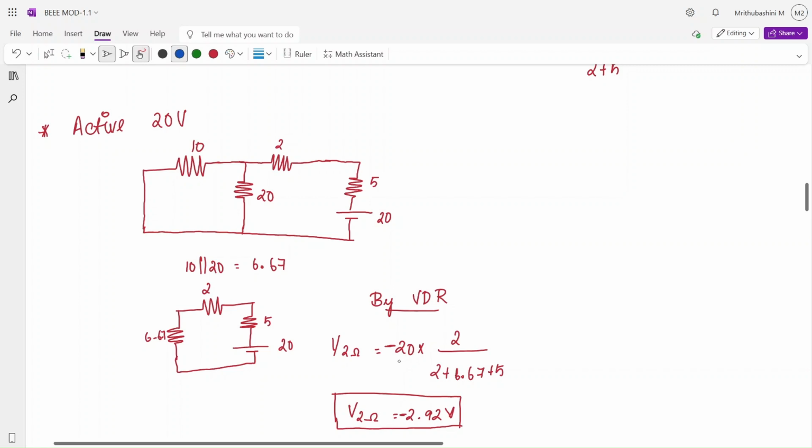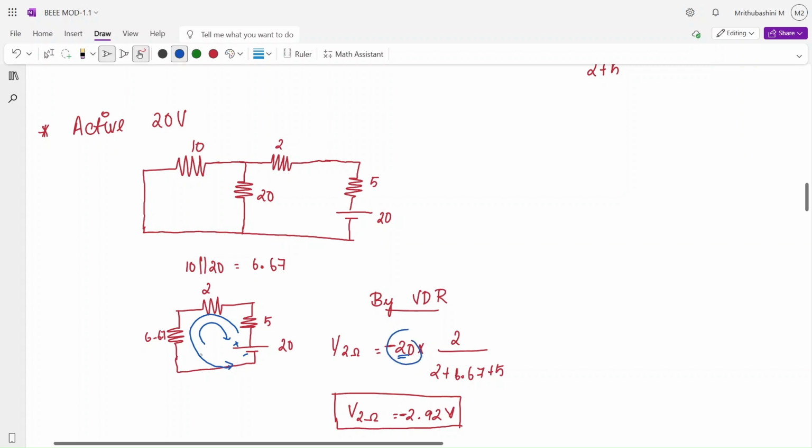Why minus 20? Because you are going like this, from minus to positive, so it will be minus 20. It's in the anti-clockwise direction. Generally you will take it in the clockwise direction, right? But here, if you take it in the clockwise direction, it goes from minus to plus. Conventionally the voltage travels from positive to negative, so it's in the opposite direction of what we usually take, the clockwise. So you have to put this 20 as minus 20. The voltage should be minus.